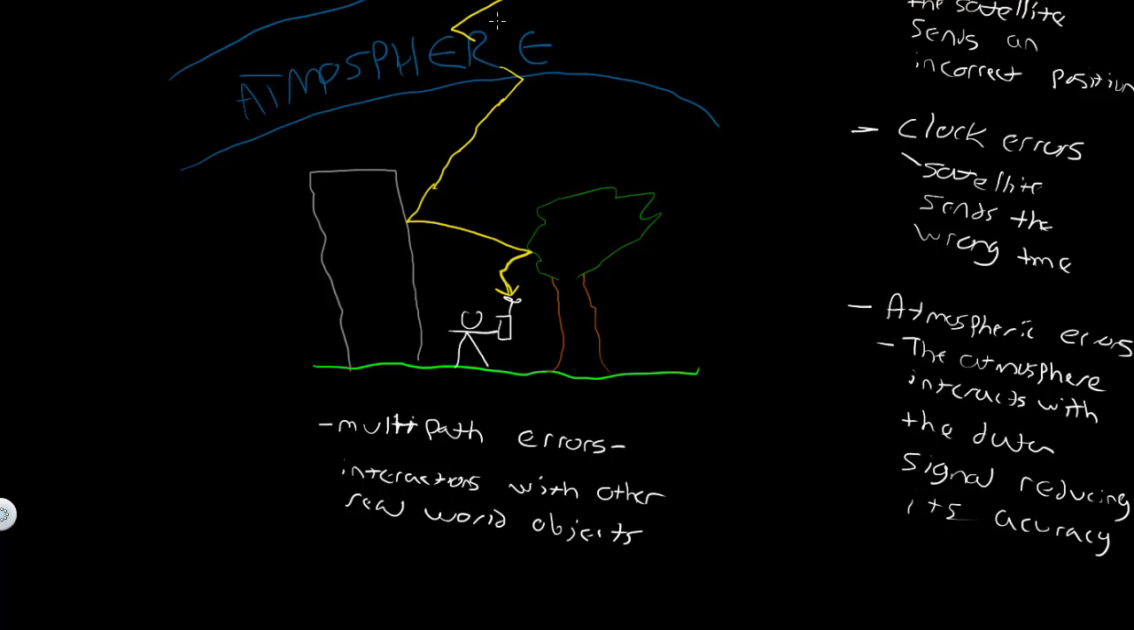And when the signal is bouncing around in the atmosphere, we call that atmospheric effects. On the ground level, when it's bouncing around, we call that multipath errors. But it's essentially the same thing, that the signal is being delayed artificially because it's interacting with things other than the receiver. Okay, so there is one more type of error that we need to talk about.